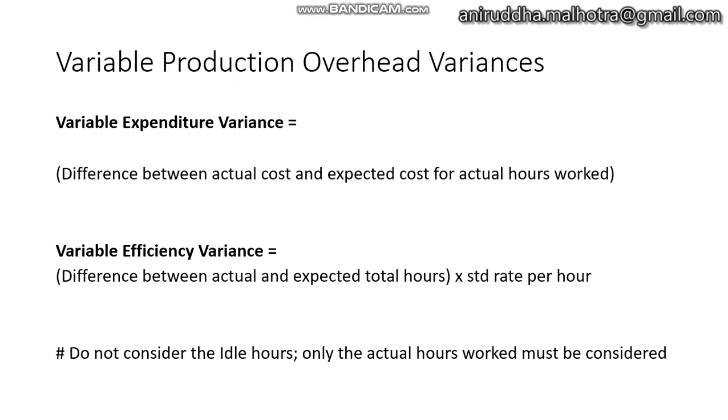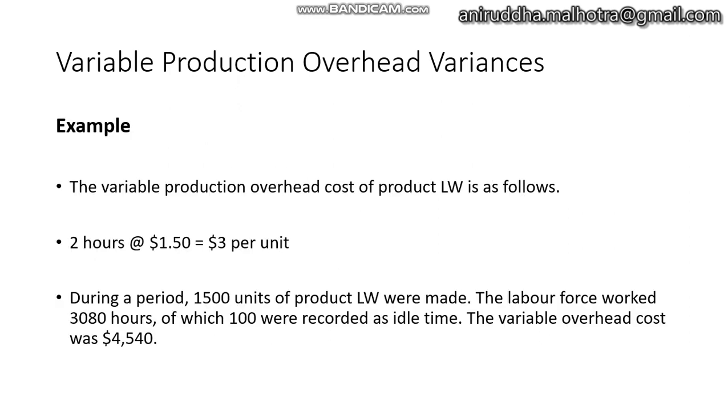So let's have a look at this with an example and understand it better. We have an example here where the variable production overhead cost of a product called LW is as follows. It takes 2 hours to produce 1 unit of this product LW, and the overhead absorption rate is $1.5 per hour, or $3 per unit because it takes 2 hours to produce 1 unit. So remember, your overhead absorption rate per hour over here is $1.5. During a period, 1500 units of LW were made. So this is your actual production.